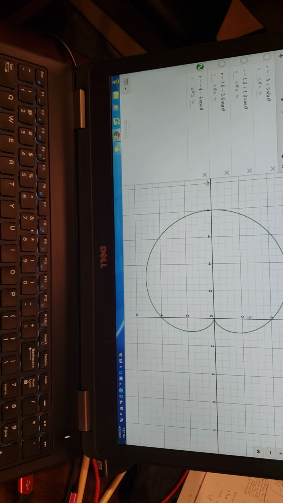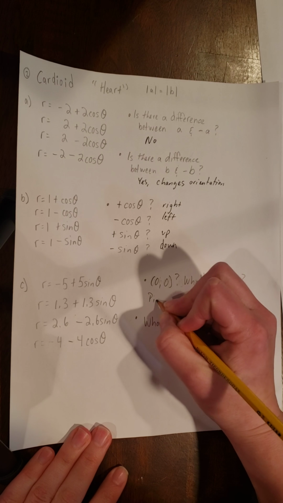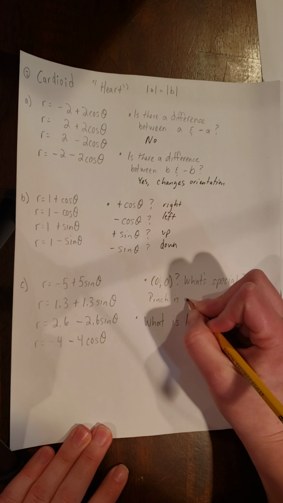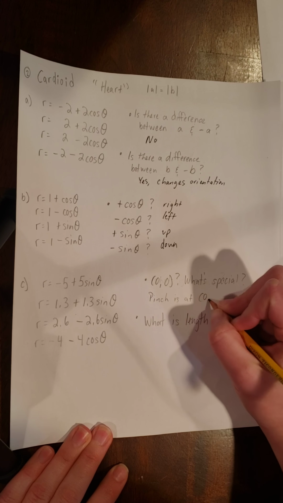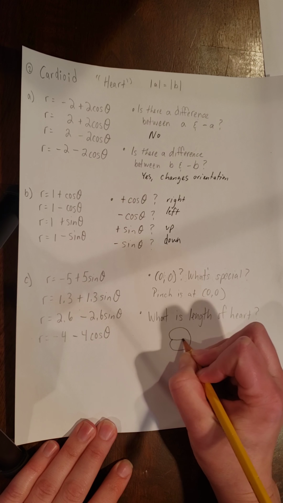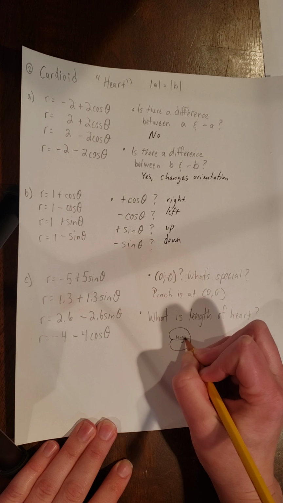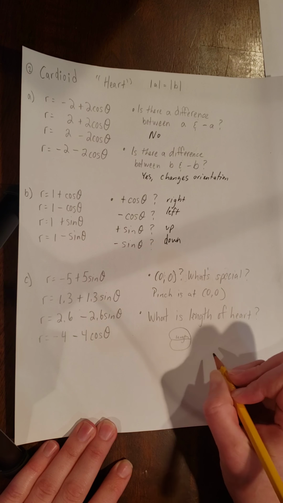And so I think that's enough investigation to tell me what the length of the heart is and what's special about 0, 0. So what's special about 0? The pinch of the heart is at 0, 0. And what is the length of the heart? When I'm talking about length, if it goes like that, this right here is its length, and that's going to be the absolute value of A plus the absolute value of B.